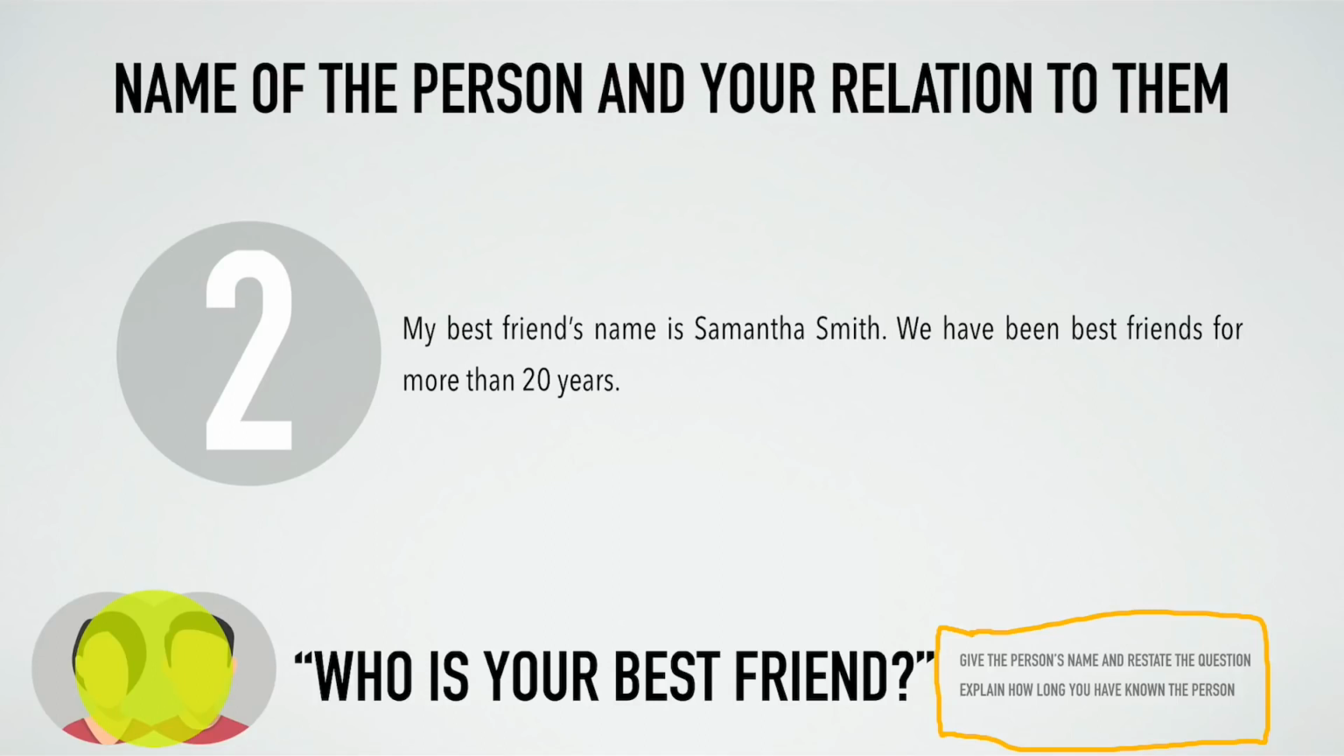So for this first sentence, we have, my best friend's name is Samantha Smith. That answers the person's name, and I also restated the question. And the second sentence, explain how long you have known the person. We have been best friends for more than 20 years. So we have clearly stated how long we've known the person.